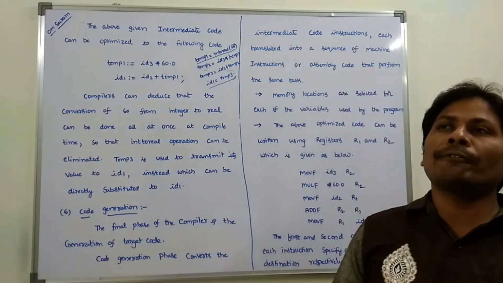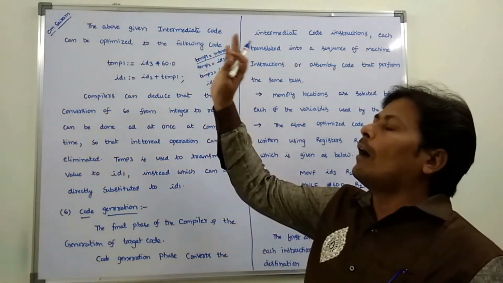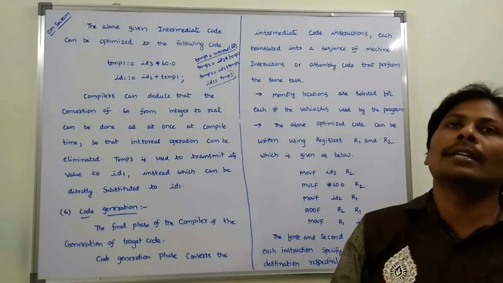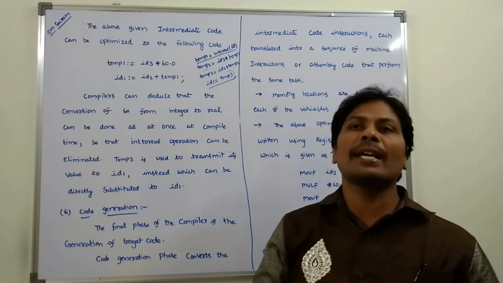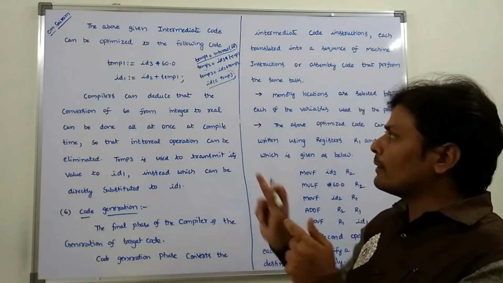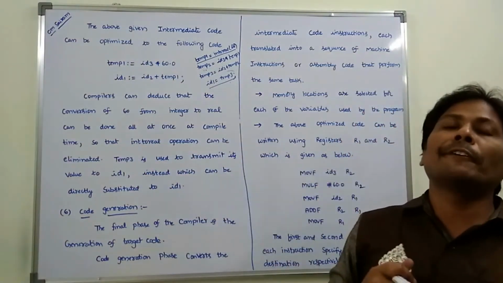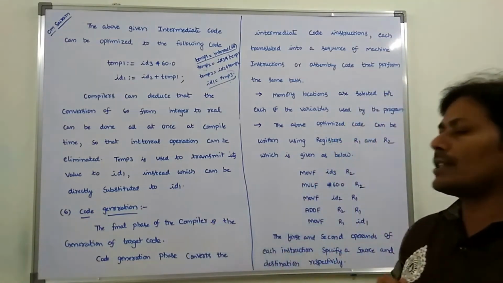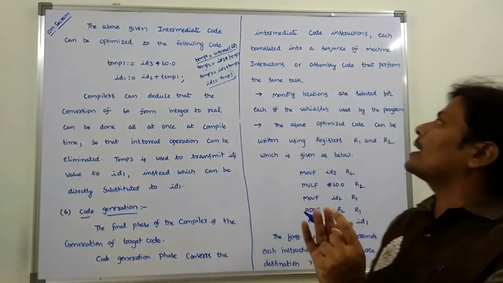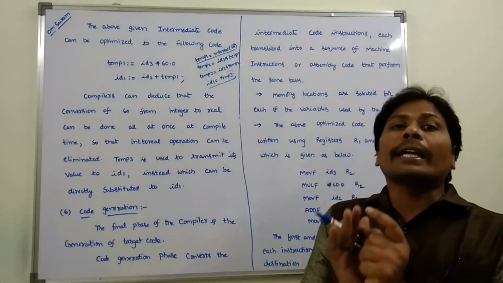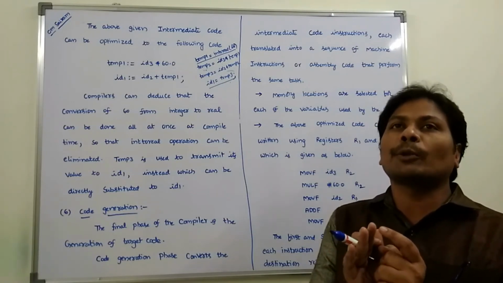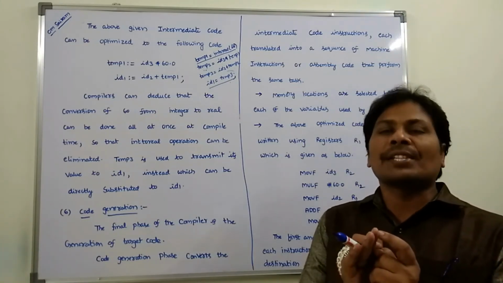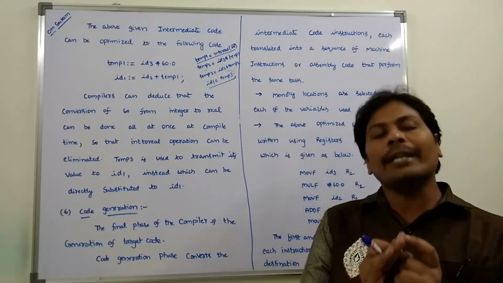In the code generation phase, whatever the intermediate code representation of the instructions, that is converted into some optimized form. Whatever the result we are getting at the 5th phase of the compiler, that is the input for the code generation phase. So here the code generation phase converts the given intermediate optimized code into the target code or machine instructions or assembly code instructions.